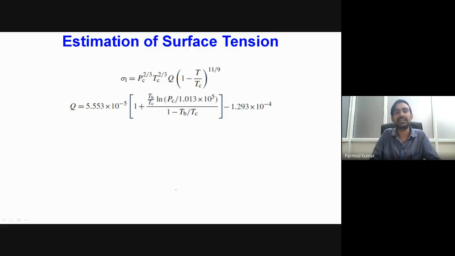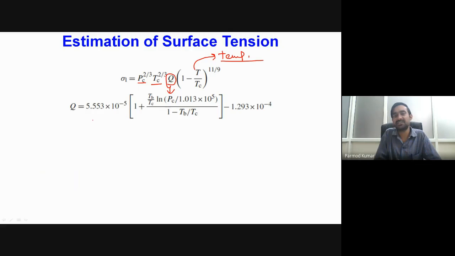Now let us see how we can relate the surface tension of any fluid with the help of other thermodynamic properties. For that, one relation is available, which tells that surface tension is equal to critical pressure to the power 2/3, critical temperature to the power 2/3, then Q, which is specified over here, multiplied by 1 minus T by Tc. So T is the temperature at which we are measuring the value of surface tension, and Tc once again refers to the critical temperature.